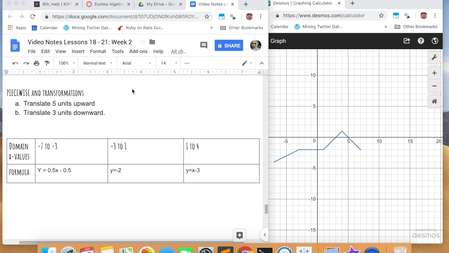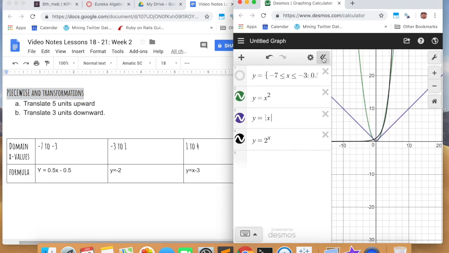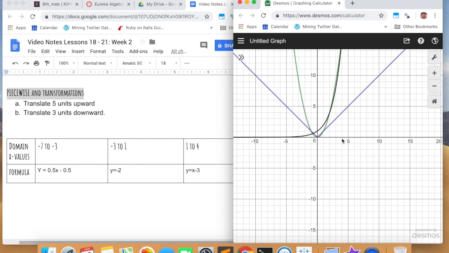All right, so why are we here? Lesson 20. The whole point of doing a review and teaching you about piecewise is because we want to apply transformations, which is what you have been learning, to piecewise functions. So I have these two types of transformations in this problem. I want to translate 5 units up and translate 3 units down, and we're going to use the piecewise function that you had in the previous video.